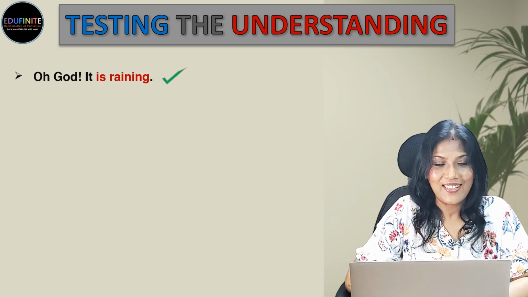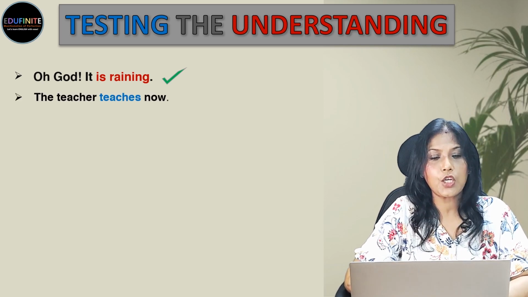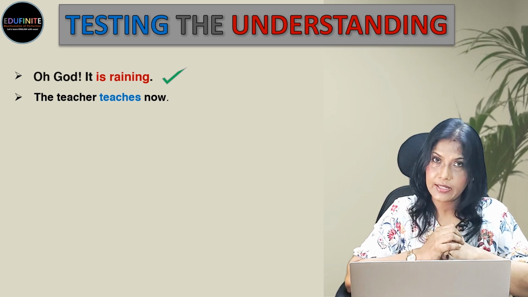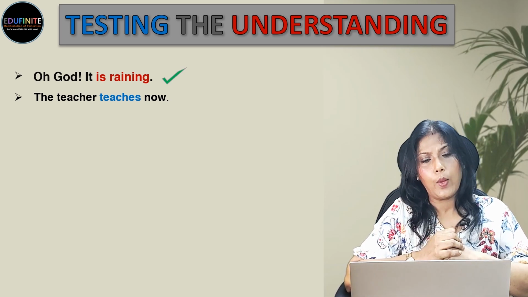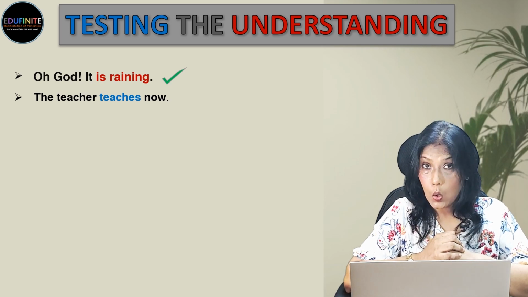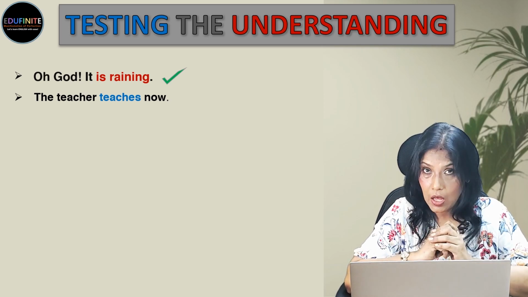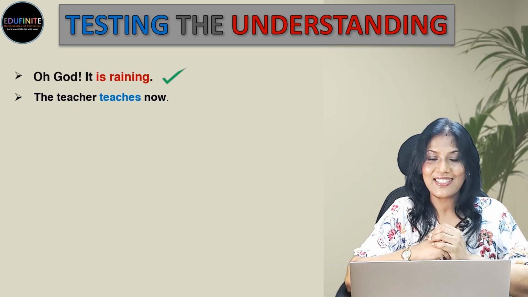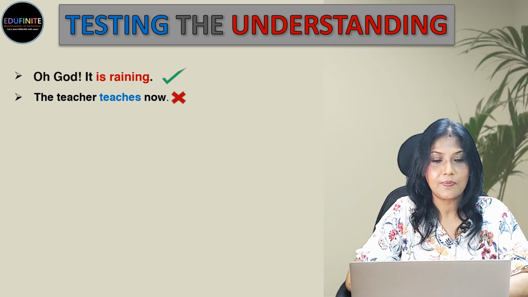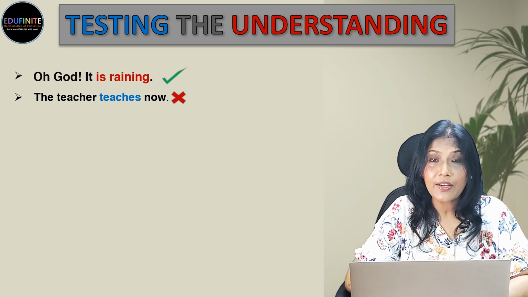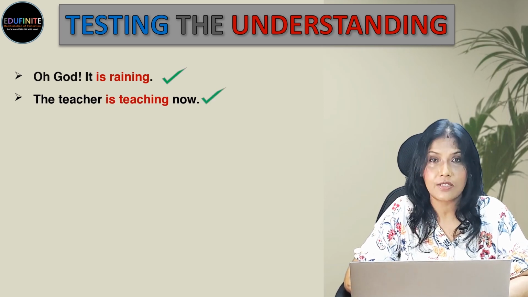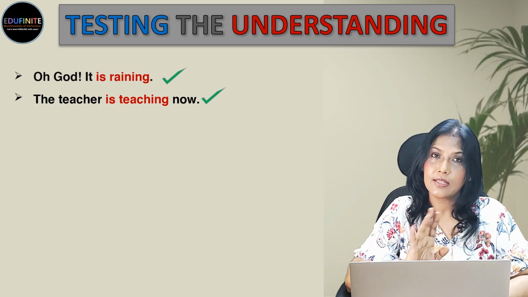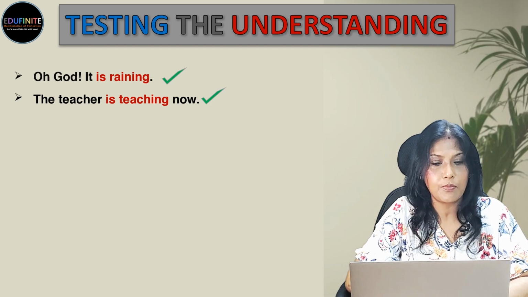Now, let's move on to the next sentence. "The teacher teaches now." So, what do you think? Is it right or is it wrong? Well, what have we said? Now. So, the time phrase is now. Now means right at the moment. So, simple present tense will not work with it. So, that's wrong. How do we correct it? Yes, "The teacher is teaching now." Since it's talking about right at the moment, it's in the present continuous tense or present progressive tense.